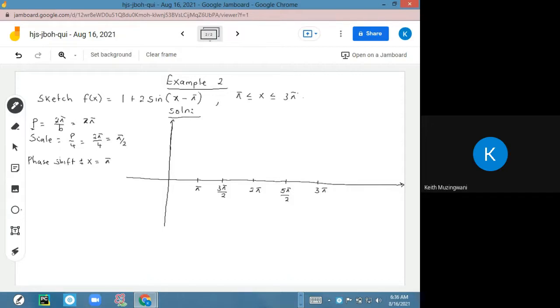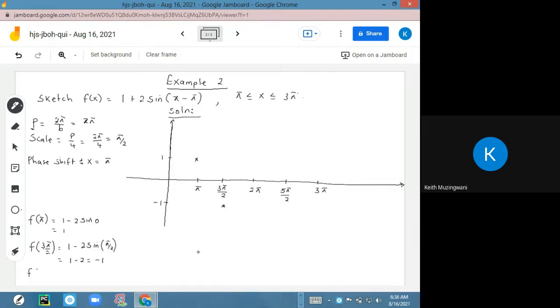Okay, so let's get f and look for the y values. Start from pi. So we have 1 minus 2 sine 0. Sine 0 is 0, so we'll get 1. So we have the point pi comma 1 there. f of 3 pi over 2 will give us 1 minus 2 sine of 3 pi over 2 minus pi. We'll get pi over 2. But sine of 90 degrees is 1, so we'll get negative 1. So we have negative 1 against this one.